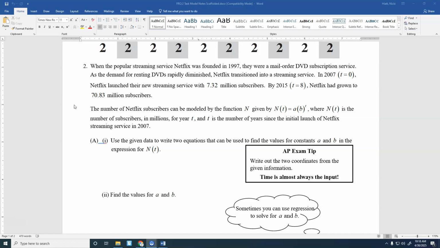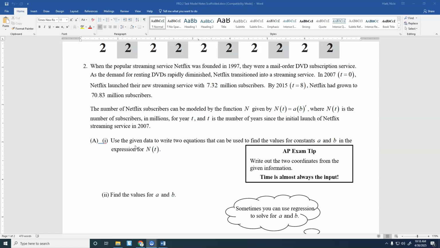And the number of Netflix subscribers can be modeled by the function N equals A times B to the T, where N of T is the number of subscribers in millions for year T, and T is the number of years since the initial launch of Netflix streaming service in 2007. We are supposed to use that data to write two equations that can be used to find values of A and B in the expression.